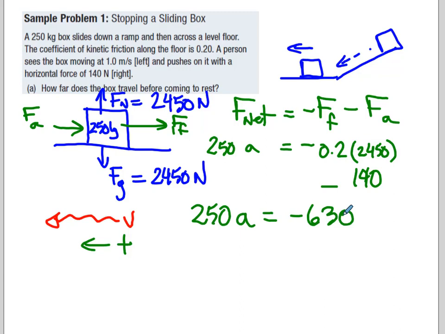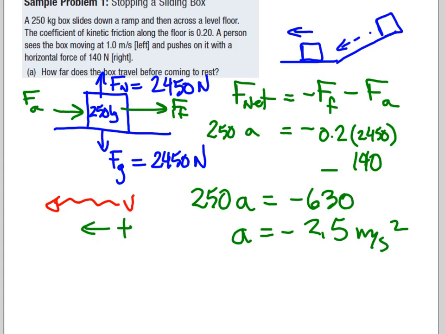We divide both sides by 250 and we get an acceleration of negative 2.5 meters per second squared. Okay, so now how far does the box travel before coming to rest? So now this becomes a kinematics problem. Yay, I know you're excited. Okay, so let's list what we know.